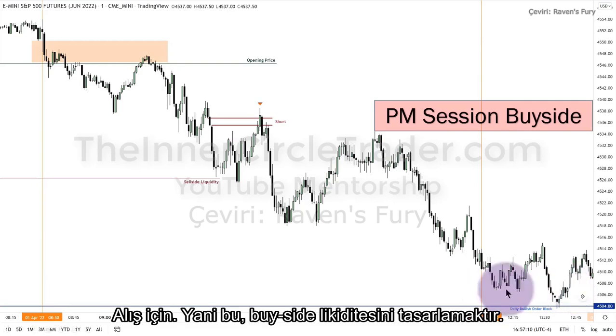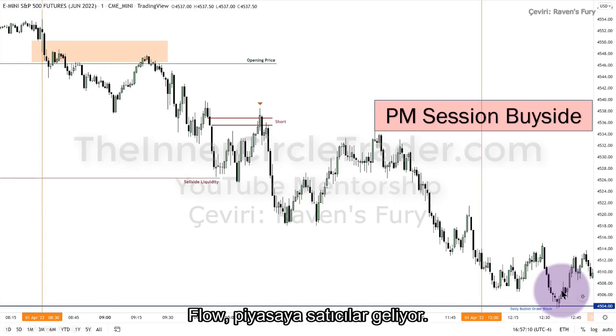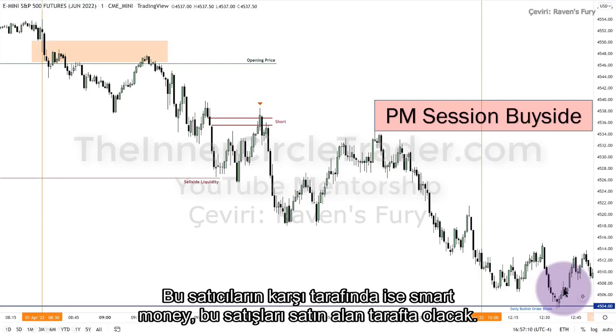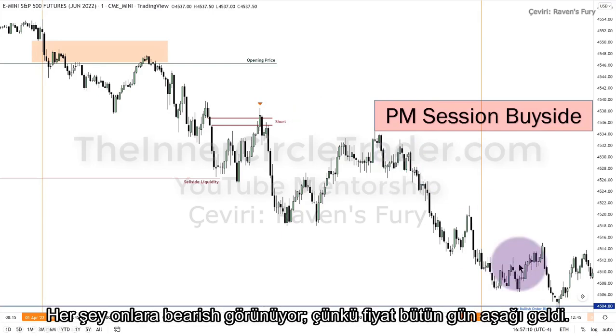So this is engineering buy side liquidity on the basis of sell side flow. Sellers coming into the marketplace, these sellers are going to have a counterparty in the form of smart money buying it. They want to sell short because they see relative equal lows breaking. The trend's been down. Everything looks bearish to them because it's been going down all day long.